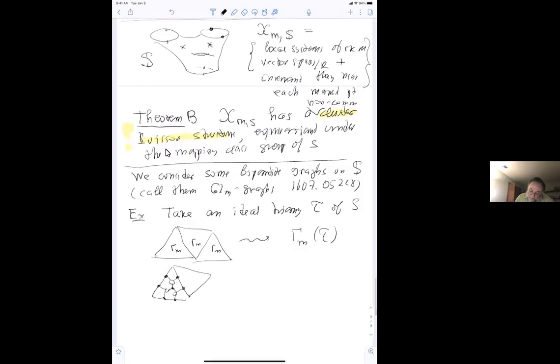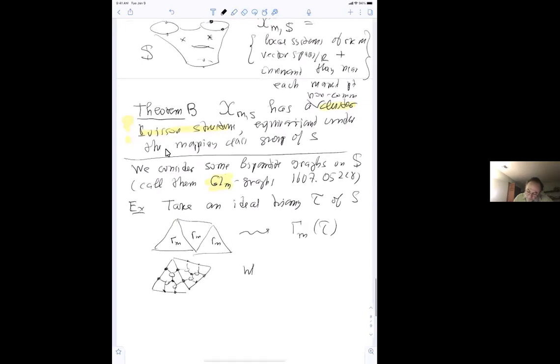But you can draw exactly the same thing on this triangle. And keep going. So you get some kind of bipartite graph. But you can do more general graphs like that. So the key condition, when I say it's a GLM graph, there's some condition. The condition is the following.